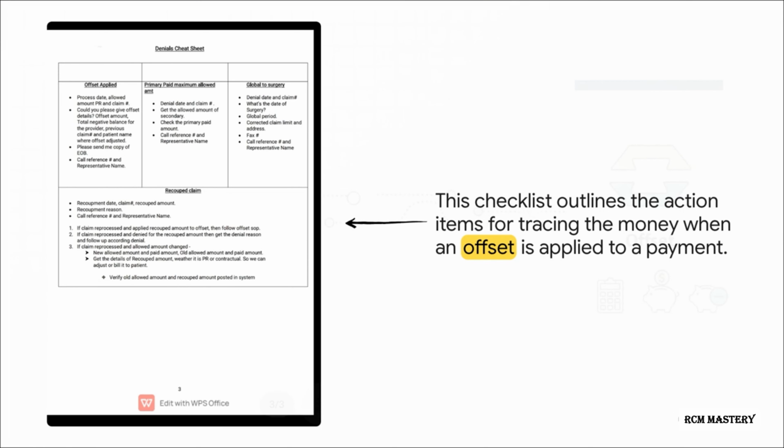And here's the other side of that cheat sheet for when you see offset applied on an EOB. This is your treasure map. It's all about tracing the money. You're asking, where did this deduction come from and which original claim caused all this trouble? You're using the how to get back to the why.